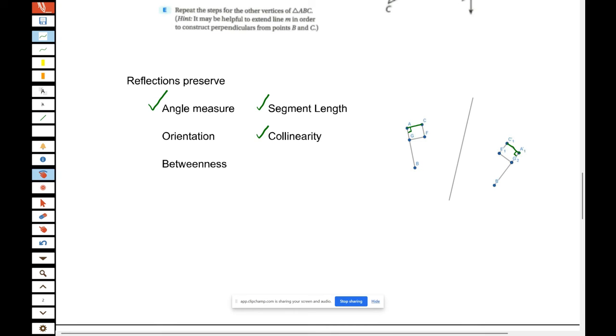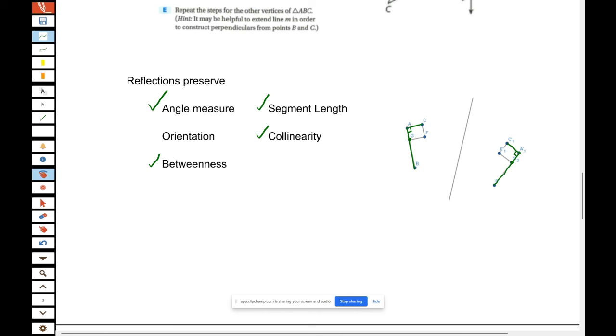They preserve collinearity. Point G here is collinear with A and B. G prime is collinear with A prime and B prime. So they are preserved. Betweenness, yes, G is between A prime, B prime, just like it was between A and B.